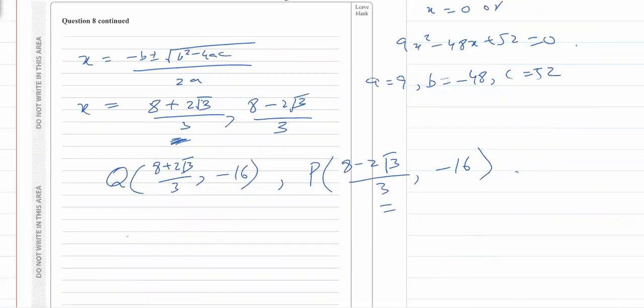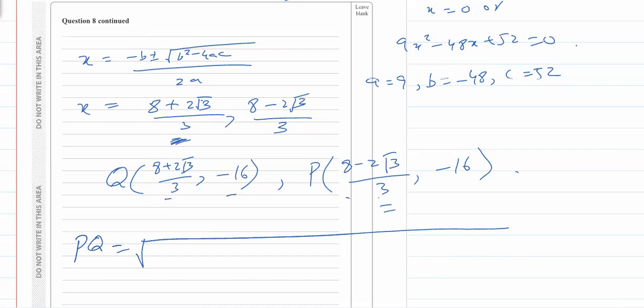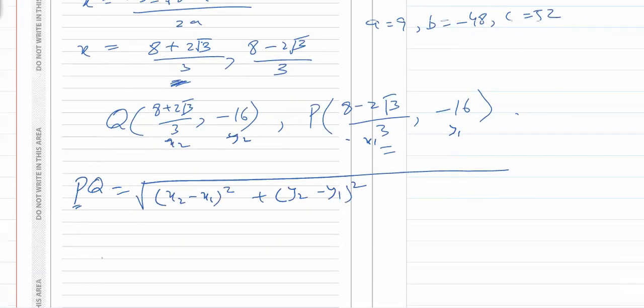So now for finding pq, use the distance formula. What is the distance formula? If you say this is x1, y1, x2, y2, sorry, p is the first point. So I will say this is x1, y1, and this will be x2, y2. So now I have to solve this one: x2 minus x1 square plus y2 minus y1 square. So use this formula here.